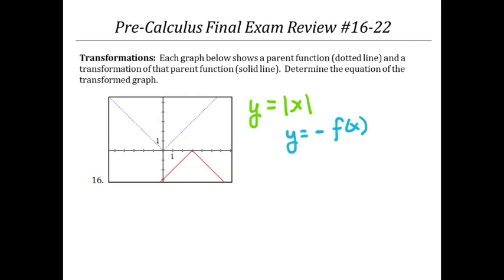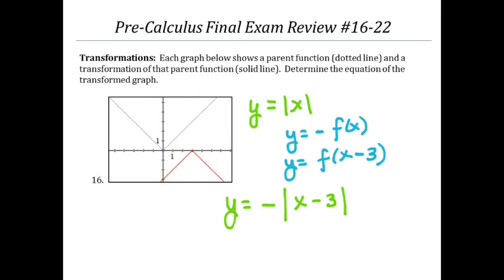The other transformation is that the graph has been translated to the right 3 units. And since this is a horizontal transformation, we're going to change something with the x part of our function. In this case, we've moved to the right 3 units, and so it's going to be x minus 3. And so if we put those two transformations together with our parent function equation, the equation of this graph is going to be y equals negative absolute value of x minus 3. Let's look at question number 17.